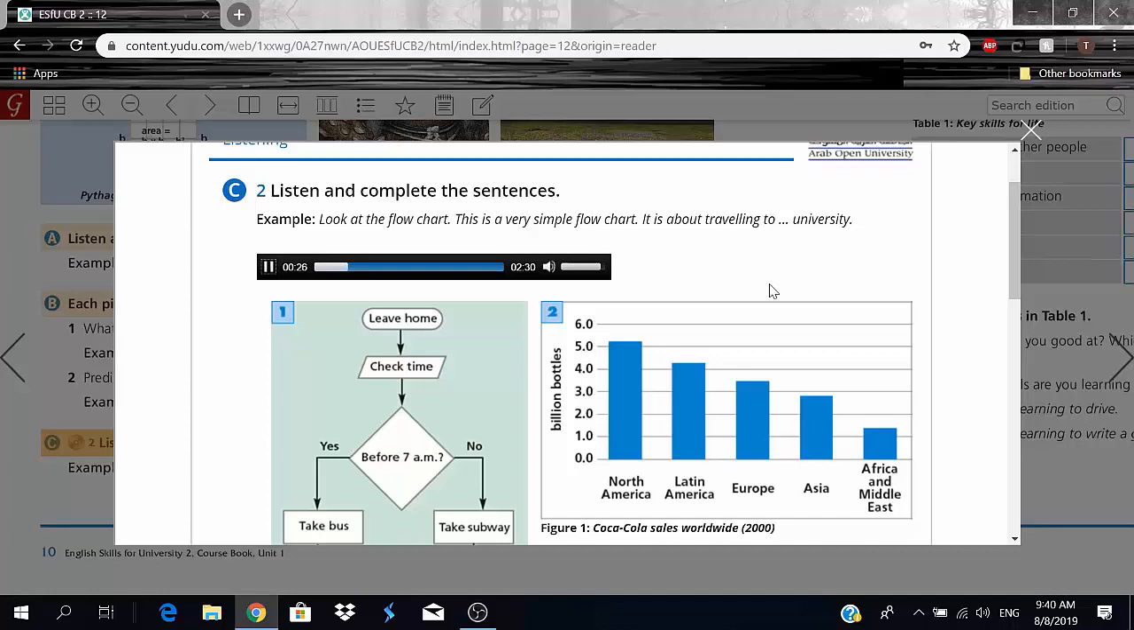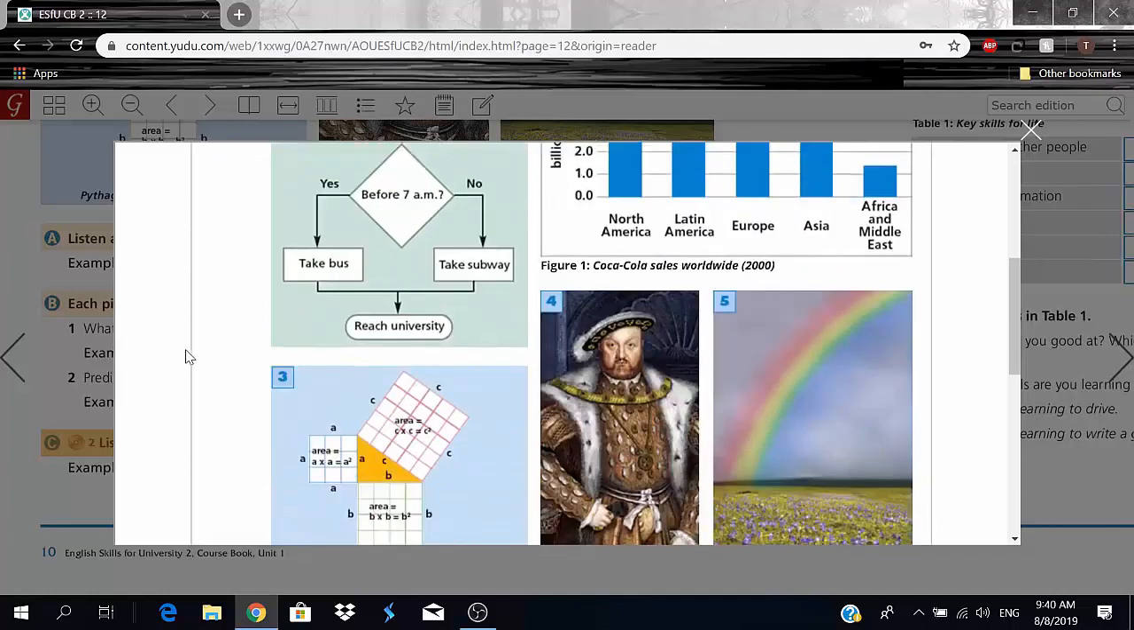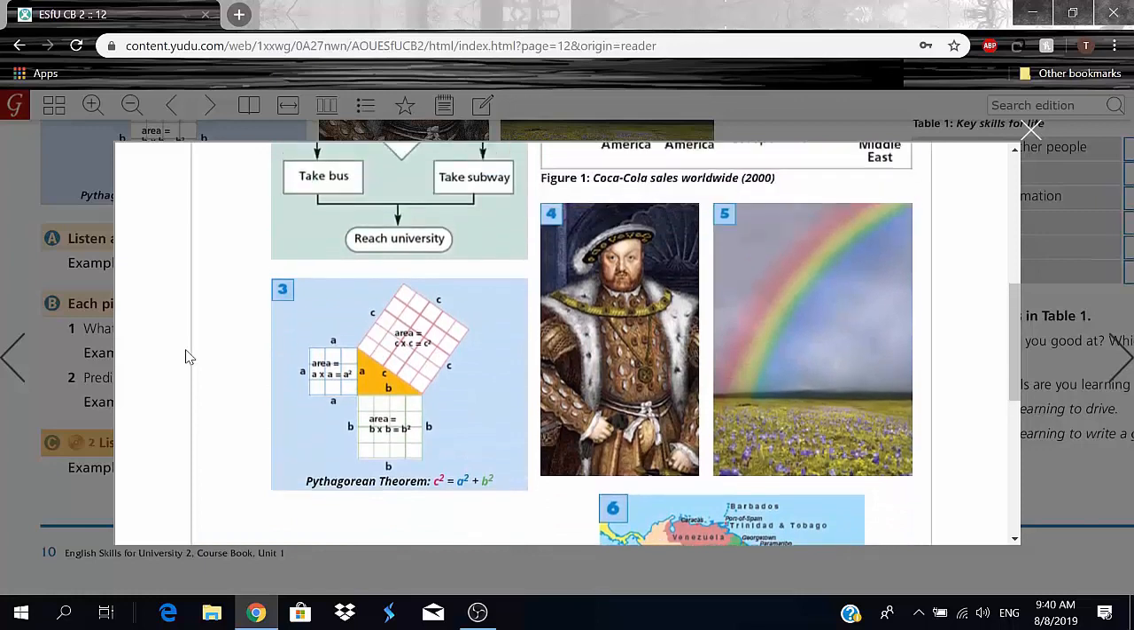Do you have the diagram? In maths today, we're going to look at this diagram. It's very famous. It's about finding the area of a triangle.